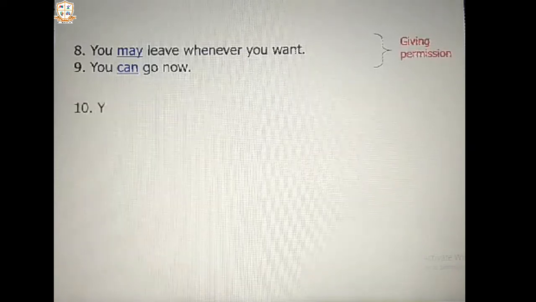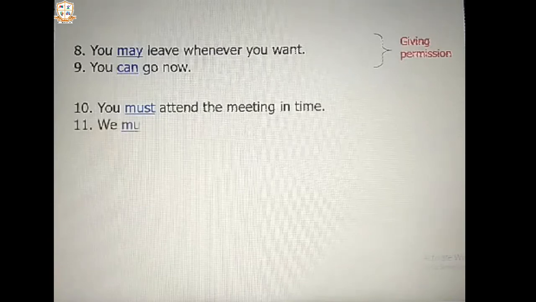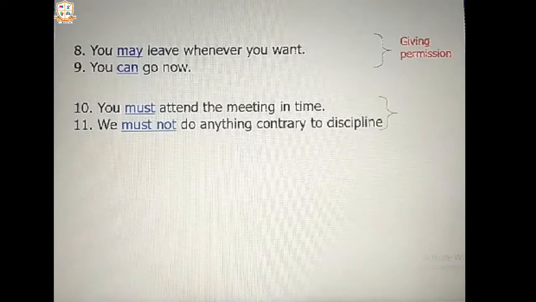In number 10, you must attend the meeting in time. We must not do anything contrary to discipline. In number 10 and 11, must is used to express necessity and obligation.